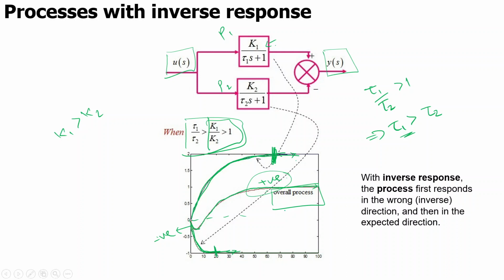So such a process in which initially the response is in the other direction, and ultimately the system becomes stable in the opposite direction of the initial direction, we call an inverse process, or a process with inverse response.